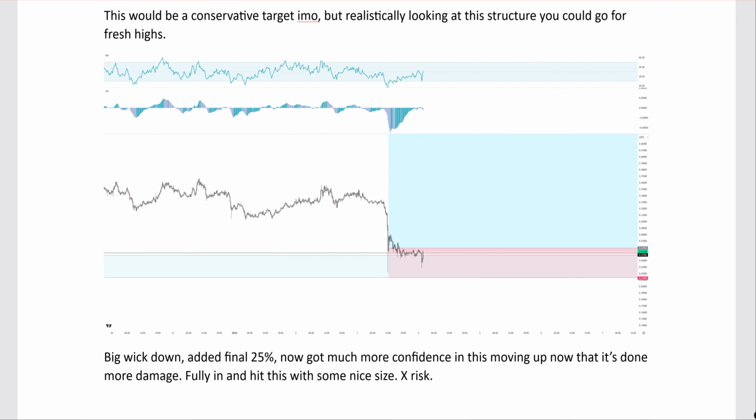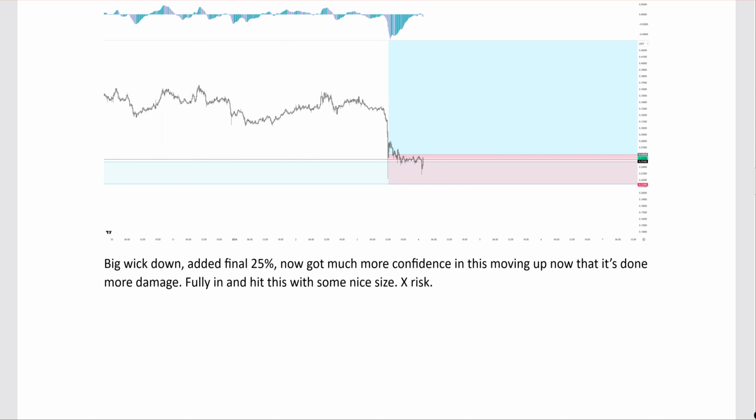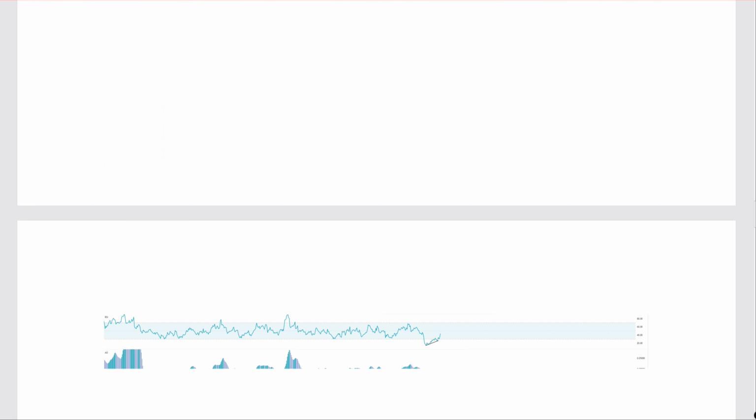Big wick down, added a final 25%. Now got much more confidence in this moving up now that it's done more damage. Fully in and hit this with some nice size. X amount of dollars risk on the table. Okay, so you can see we do get a larger flush here. And that gives me more confidence that the damage has been done, you know, into the intra-demand zone again. And now we're looking for the move to the upside.